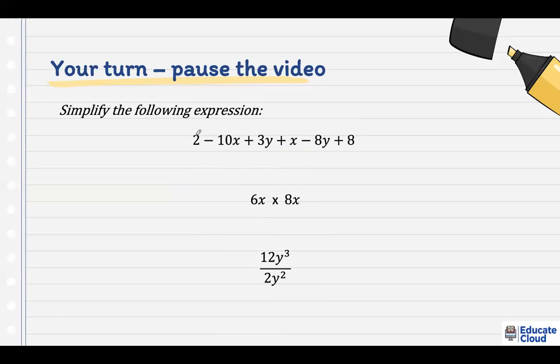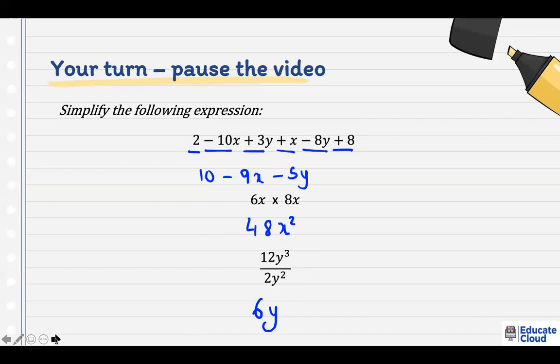Okay, so here, the first thing we're going to do is 2 plus the 8, which is 10. Then we're going to do minus 10x plus x, which is minus 9x. And then you've got the plus 3y minus 8y, which is minus 5y. And then below here, it's 6x times 8x, which 6 times 8 is 48. X times x is x squared. And lastly, 12 divided by 2 is 6. Y cubed divided by y squared is just y. And so you get just that.